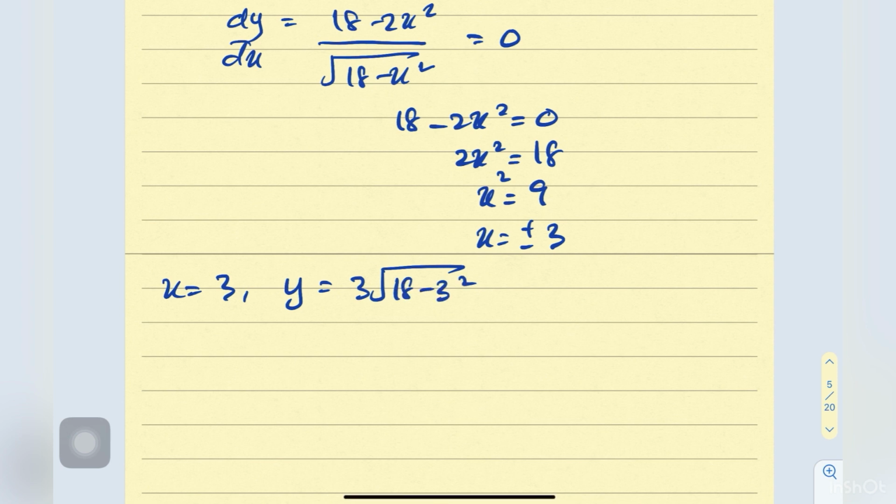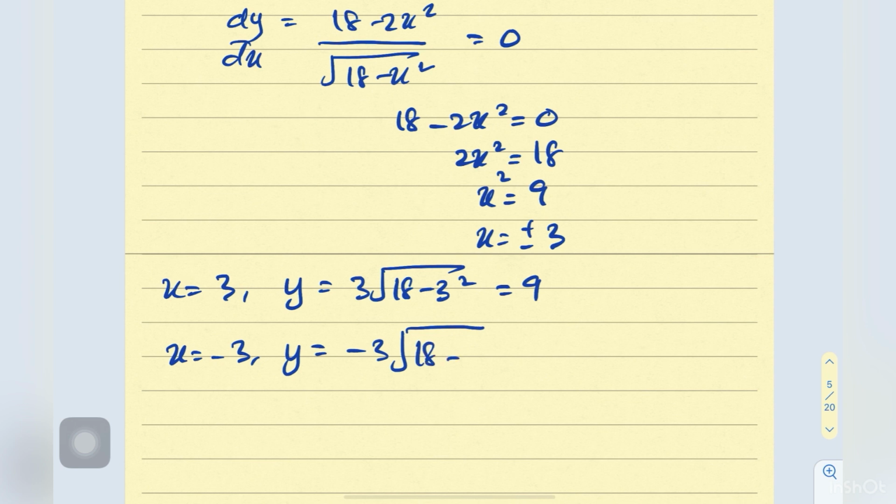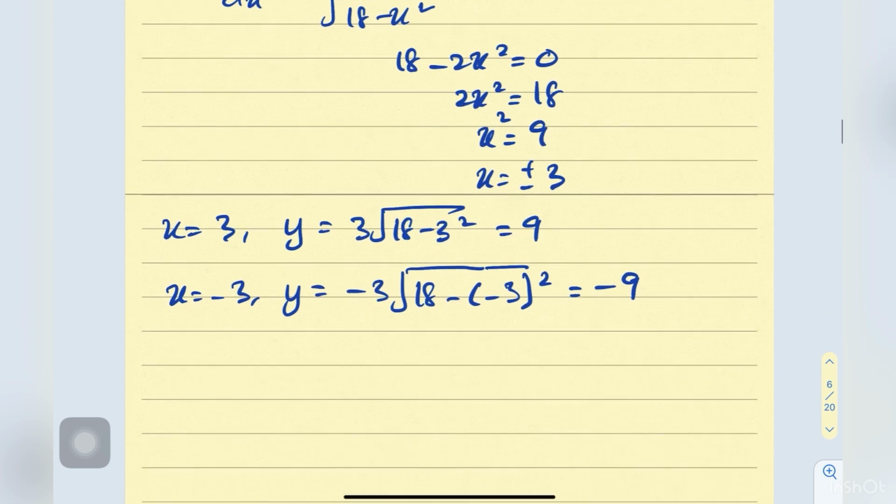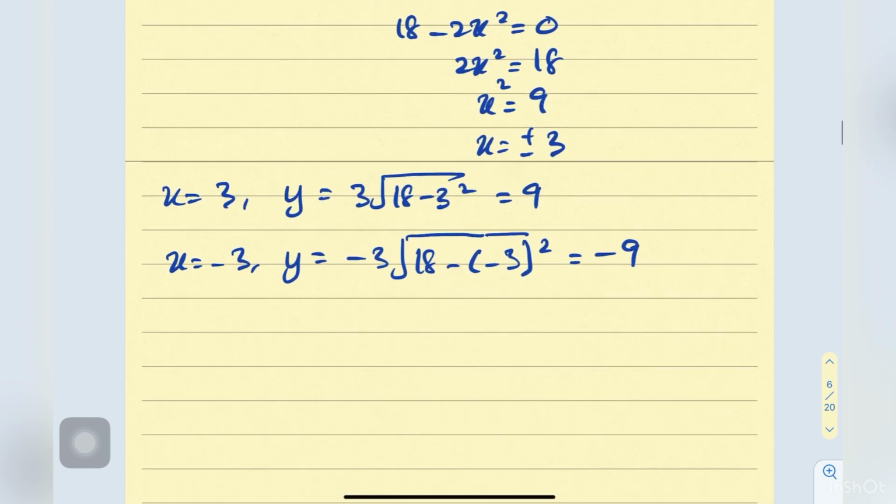Okay, so 3 times 3 is 9. So when x equals negative 3, y is negative 3 square root 18 minus negative 3 squared, which equals negative 9. So from the first one we get coordinate (3, 9), and the second one, (negative 3, negative 9).